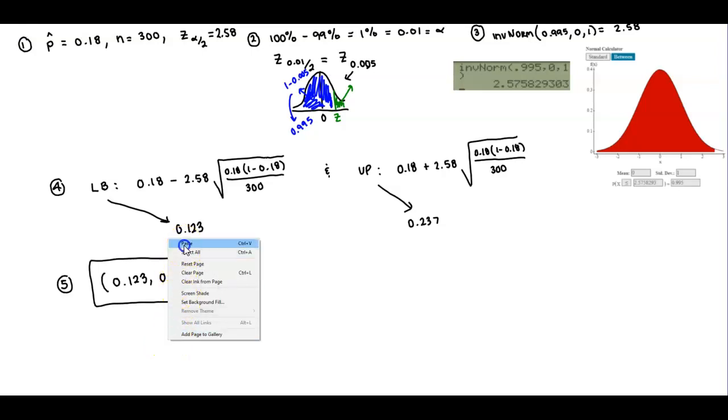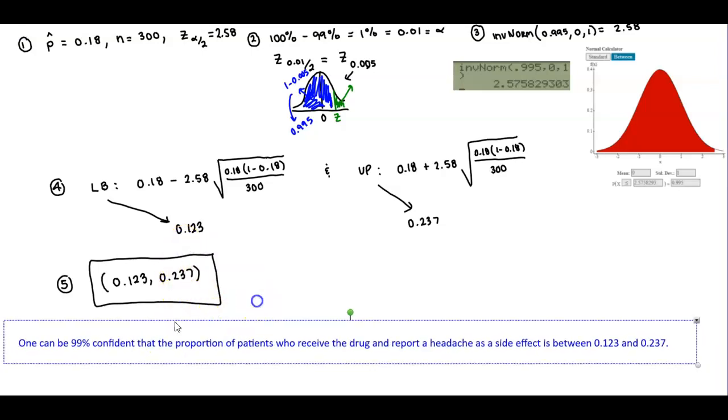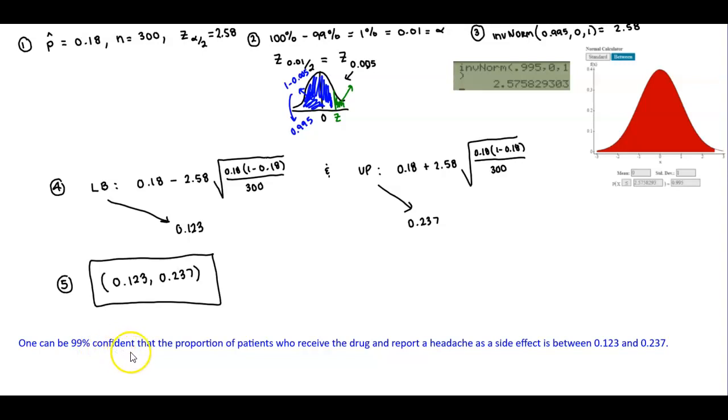So now we want to formally write this conclusion, and we can say that one can be 99% confident that the proportion of patients who receive the drug and report a headache as a side effect is between 0.123 and 0.237.